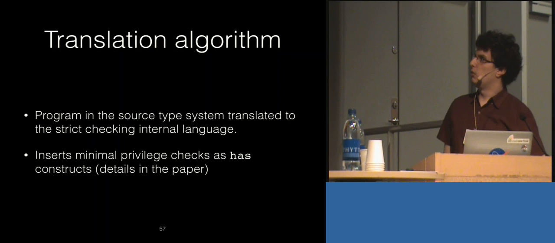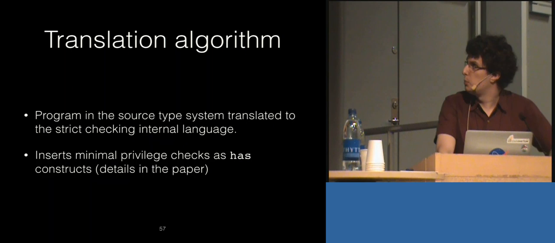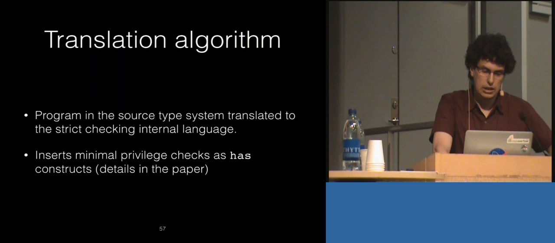The translation algorithm is the one in charge of moving programs from the source language, and when there is missing information, inserting these has checks. And we attempted to provide a form of minimal privilege checks in these has constructs, and the details of how we do that are also in the paper.